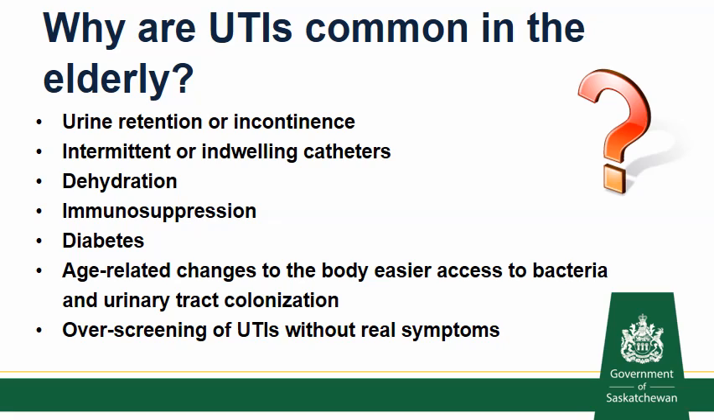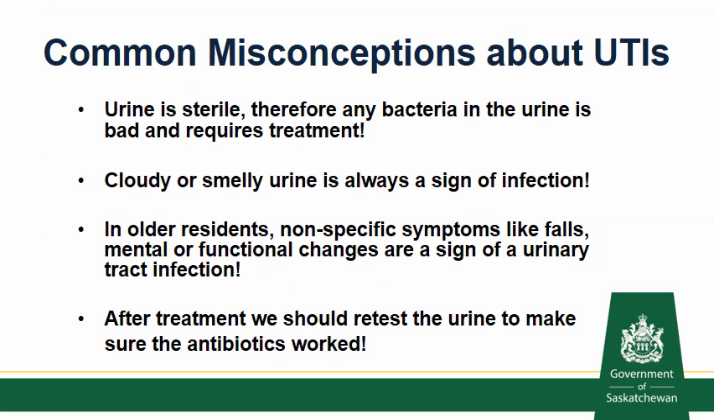Anything that can cause a urinary tract obstruction or impairment, like an enlarged prostate, fecal impaction, or incontinence, affects our ability to fight off urinary tract infections. And finally, the practice of routinely testing urine, either by a dipstick or urinalysis, when there are no symptoms, makes UTIs more common in the elderly. Why do we test urine when there are no specific symptoms of a urinary tract infection?